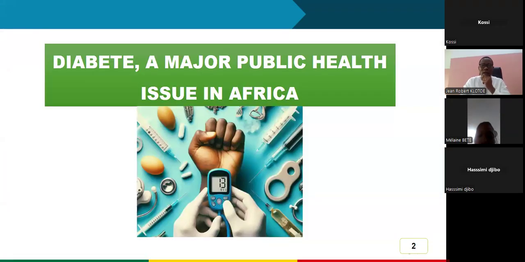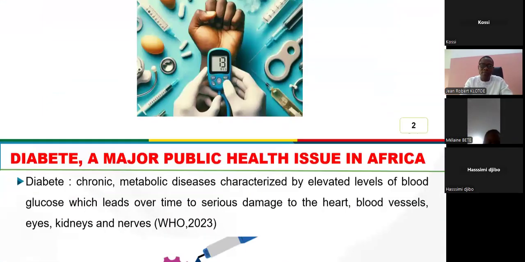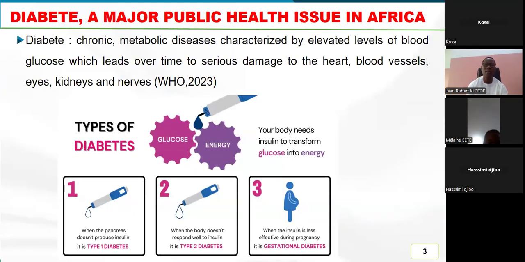So let's start. As you all know, diabetes is a major health issue in the world and also in Africa. Diabetes is a chronic metabolic disease that is characterized by the elevation of the level of glucose or sugar in the blood. And we have different types of diabetes. We have the type 1, which is the diabetes linked to the incapacity of the pancreas to produce insulin, the hormone that helps glucose go into the cell and be used to produce energy.